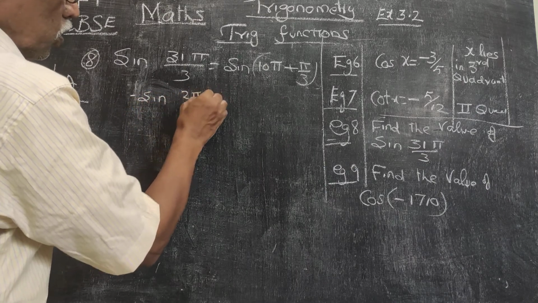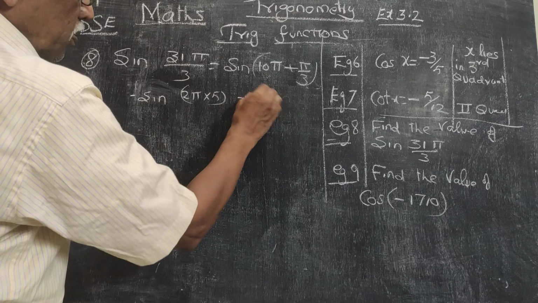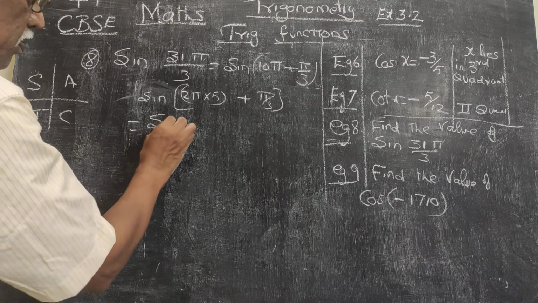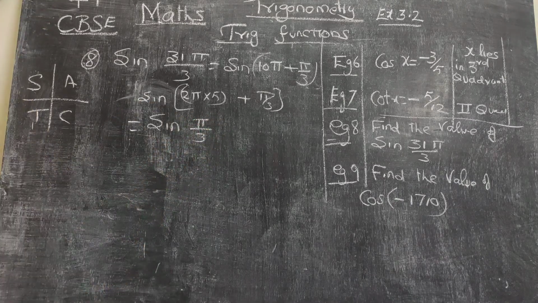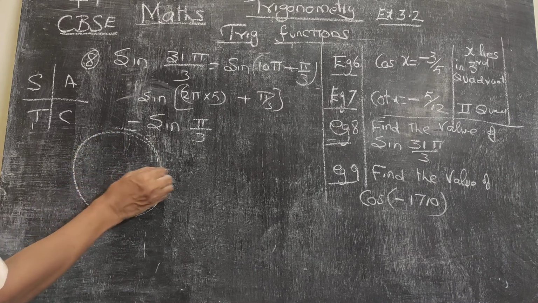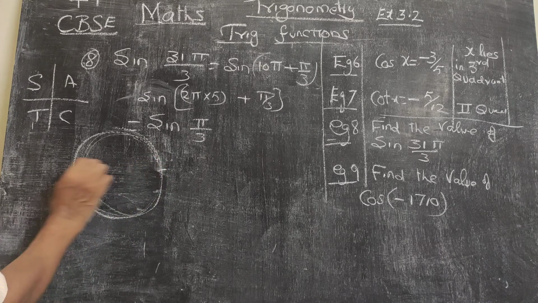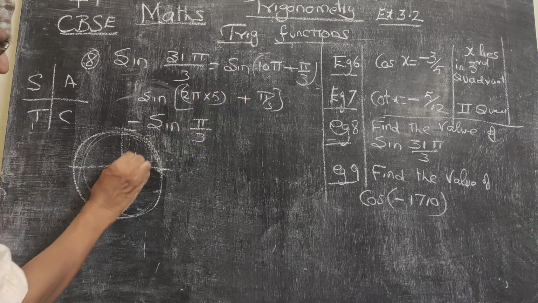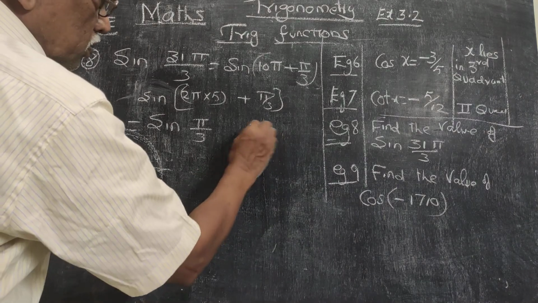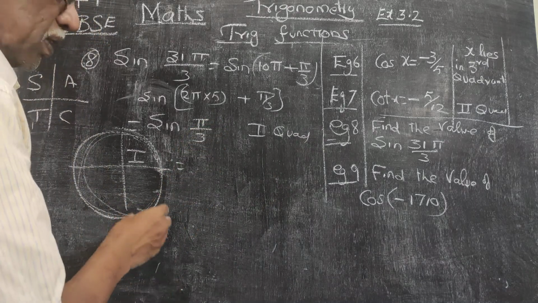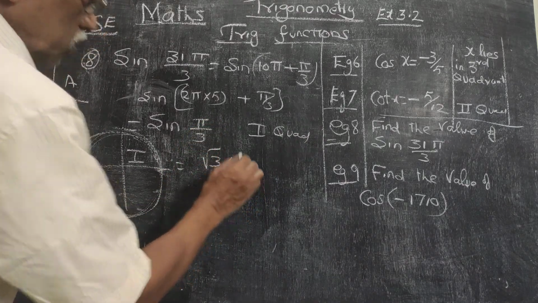So this is sine of 2 pi into 5 plus pi by 3, is it not? As I said, if it is a multiple of 2 pi, I need not change sine into cos. The answer is simply sine pi by 3. 2 pi means one circle is over. Like that 5 times we have rotated. So after that we have pi by 3, so it will be in first quadrant. So what is the value of sine pi by 3? Pi by 3 is nothing but 60. Therefore the answer is root 3 by 2.